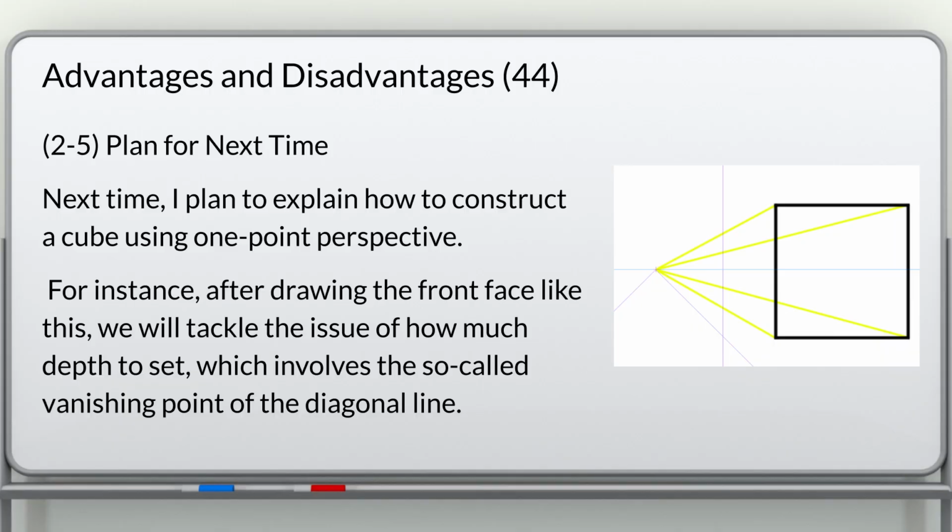Next time, I plan to explain how to construct a cube using one-point perspective. For instance, after drawing the front face like this, we will tackle the issue of how much depth to set, which involves the so-called vanishing point of the diagonal line.